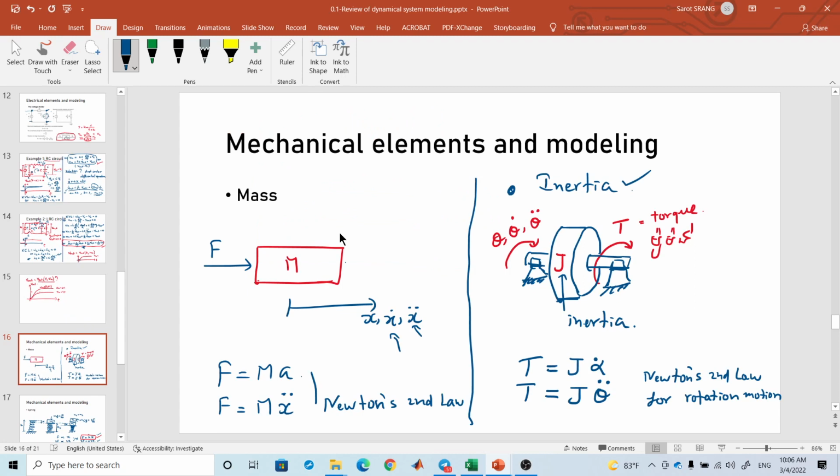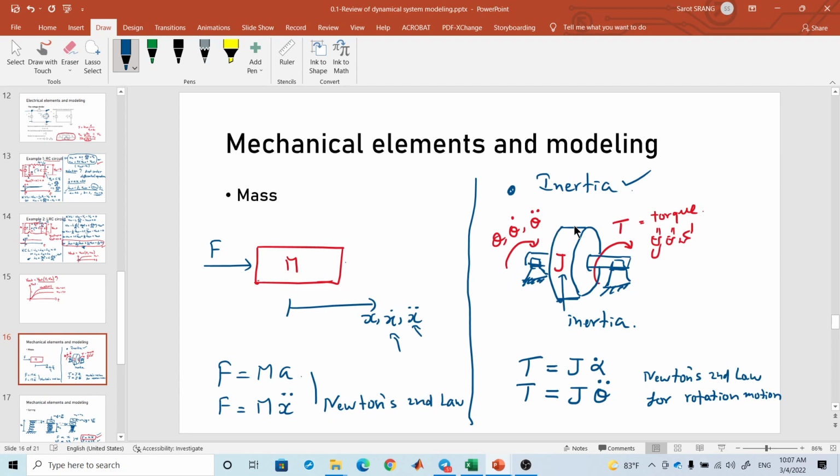Next is the part about mechanical elements and modeling. A mass: to derive the dynamic equation, you use Newton's second law. You have a mass, and you push it by a force F. It moves in the direction h, it has velocity h dot, and it can have acceleration h double dot. From Newton's second law, F equals ma, which means F equals m times h double dot.